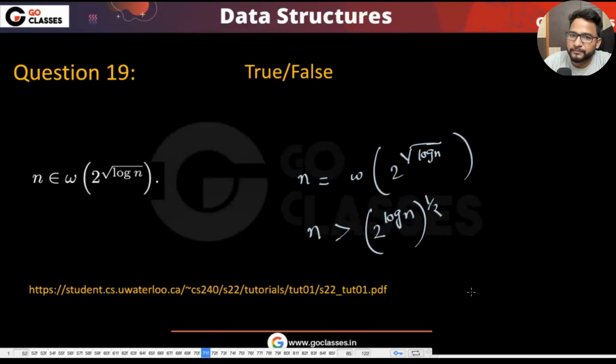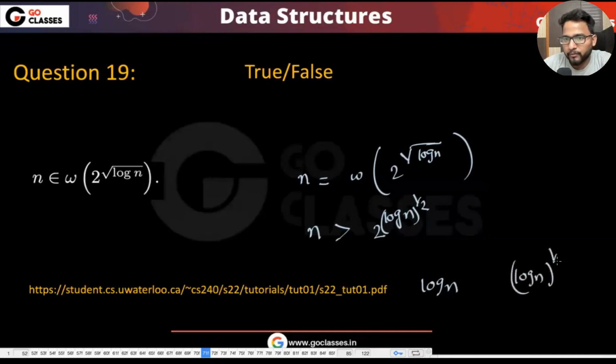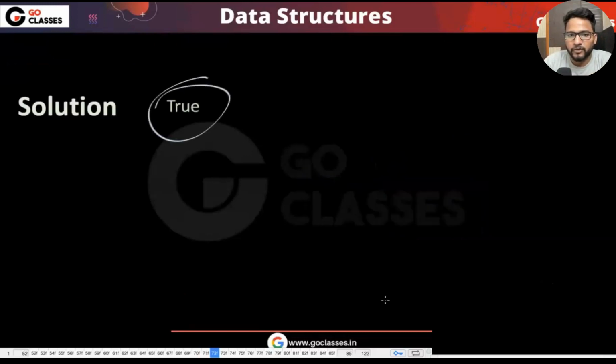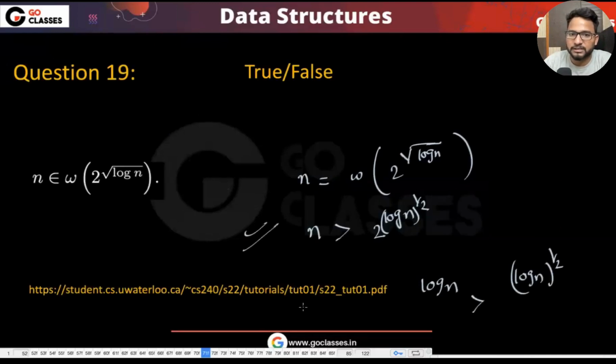Can I write like this? Tell me. No, right? Okay. So basically it is power 1 by 2, something like this. So we need to compare between these two. Can you compare? Just take the log and I think you can compare, right? So if you take the log, this will be log n. It will be log n power 1 by 2. So this is strictly greater. So that's why this is true, right? Okay. Just take the log and compare these two functions.